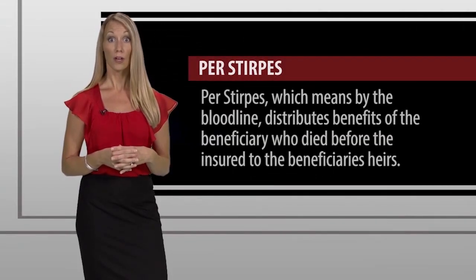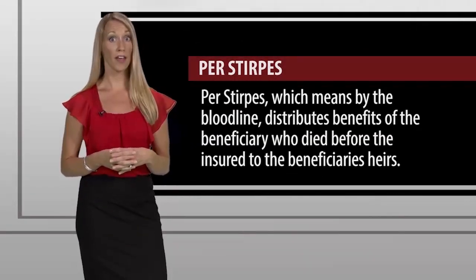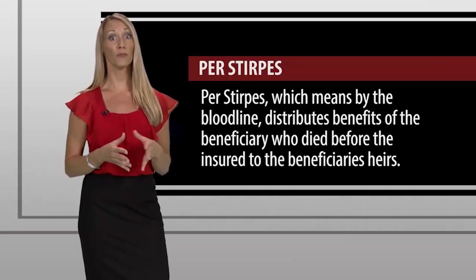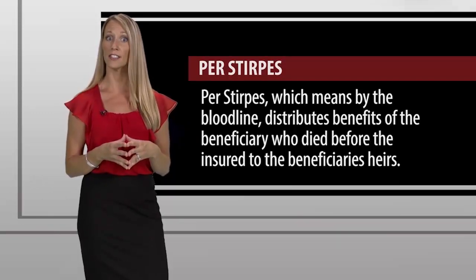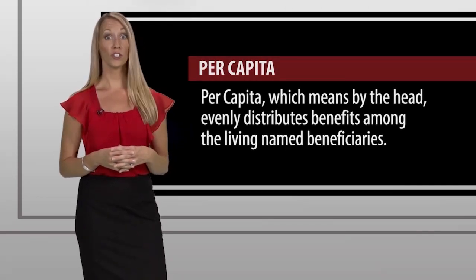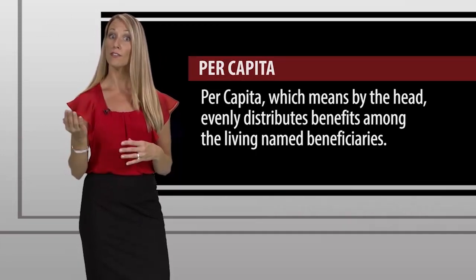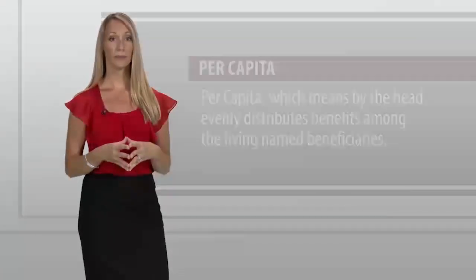Per stirps. Per stirps, which means by the bloodline, distributes benefits of the beneficiary who died before the insured to the beneficiary's heirs. Per capita. Per capita, which means by the head, evenly distributes benefits among the living named beneficiaries.